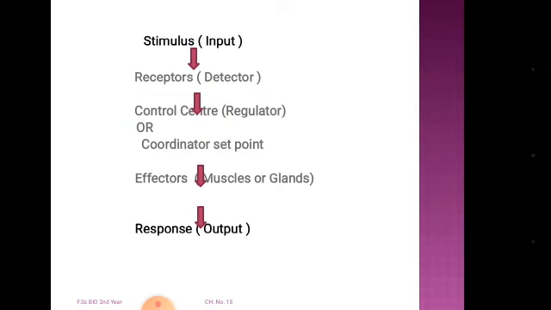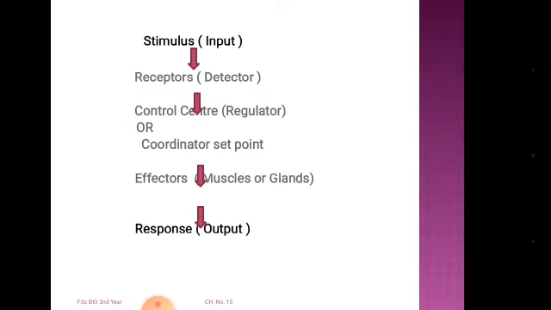From the external environment, the receptor receives the stimulus known as the input. The receptors or detectors, when they receive a stimulus, send the messages to the control center, where the system will be coordinated, or regulators are present that will check the changes that take place in the external environment. From here it decides and sends the message to the effectors.